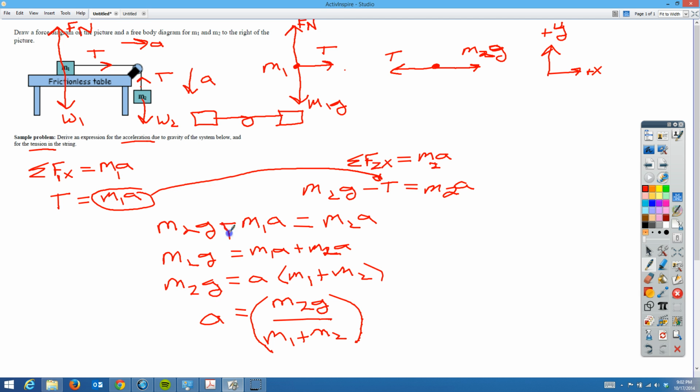If we need to find the tension in this system, we could also do that, but we're not going to here. If we found the acceleration, then we just plug that acceleration in for the tension right there, and that would help us solve. So we can just take this acceleration and plug it in up here. And that is how you would solve for the acceleration and the tension in the string.